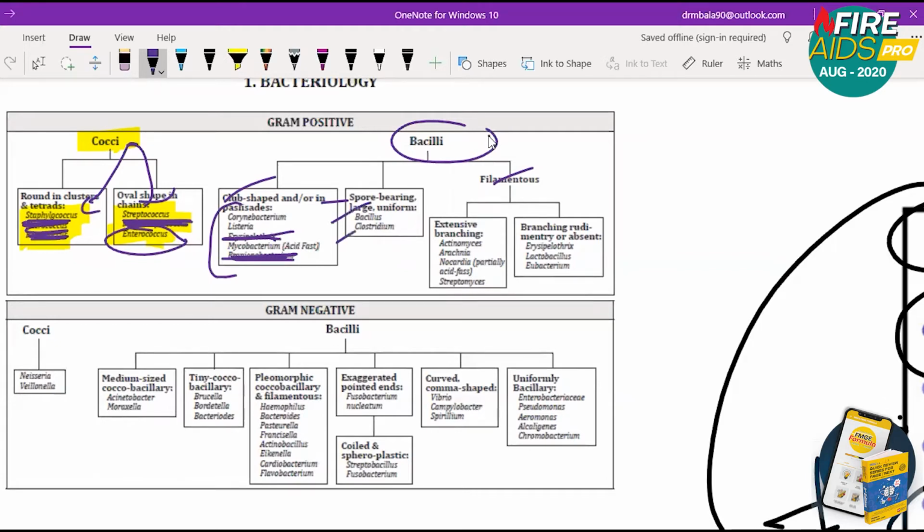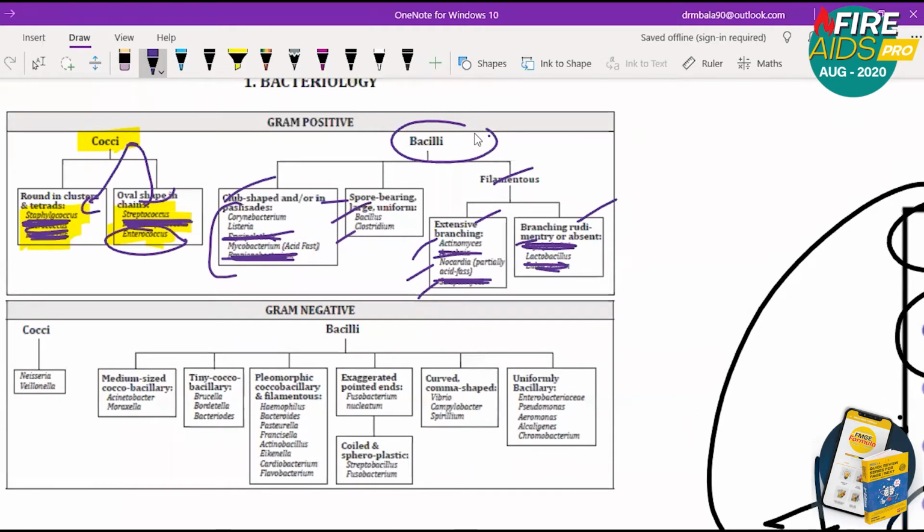Filamentous means they could be branching or they could be rudimentary. So branching is going to be Actinomyces. Arachnia, you don't need to know. Nocardia, Streptomyces, and rudimentary or absent is Erysipelotrix, Lactobacillus, Eubacterium. So here at least you need to know Lactobacillus. Here Streptomyces, if you don't know, that's fine. So Actinomyces, Nocardia is extensive branching filamentous, and Lactobacillus is filamentous.